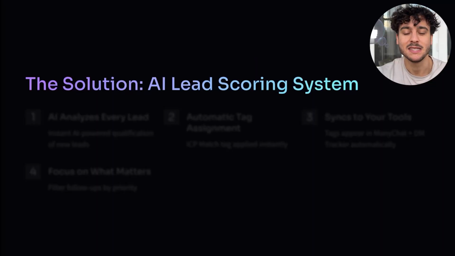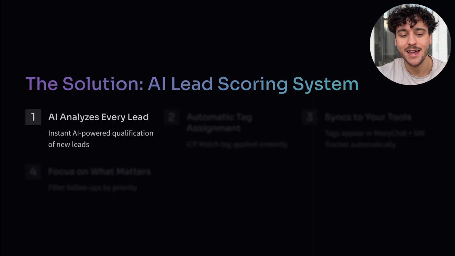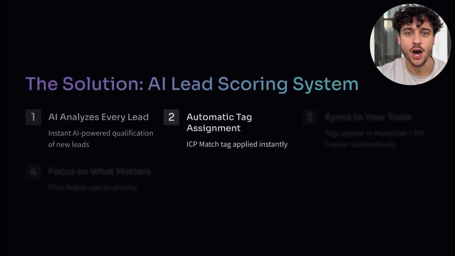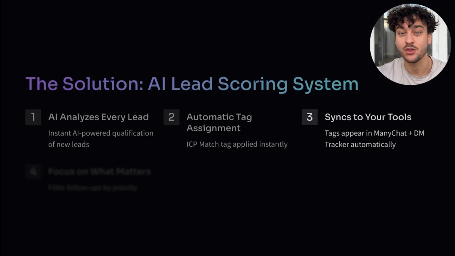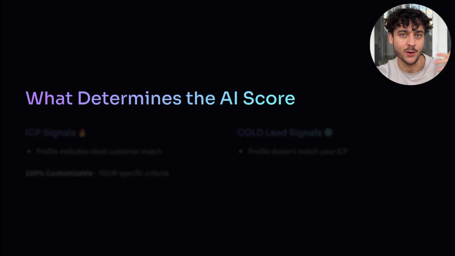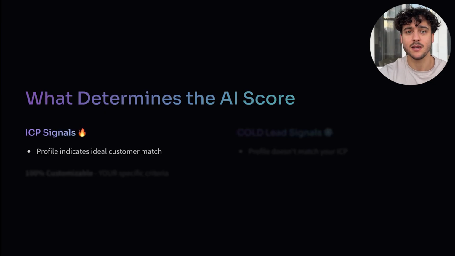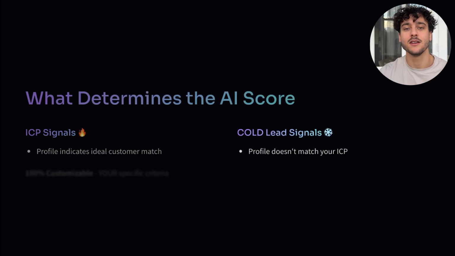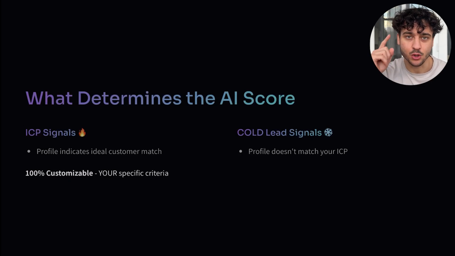The solution to this problem is the AI lead scoring system, where AI analyzes every single lead. It automatically assigns a tag to the lead if they're an ICP match. It syncs those tags to your tools such as ManyChat and DM Tracker, and it allows you to focus on what matters and filter your follow-ups by priority. Now, what determines this AI score and whether they are an ICP or not? An ICP signal is a profile that indicates an ideal customer match, and a cold lead signal is a profile that doesn't match your ICP. Now, this is 100% customizable based on your specific criteria that you have inside of your business.